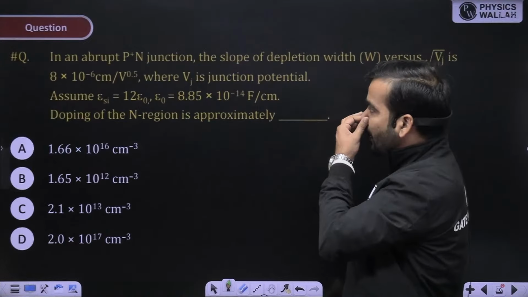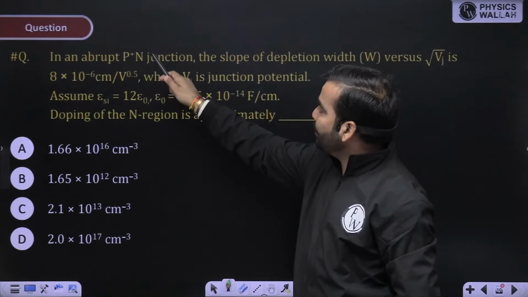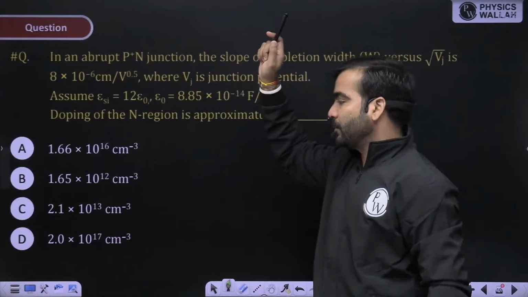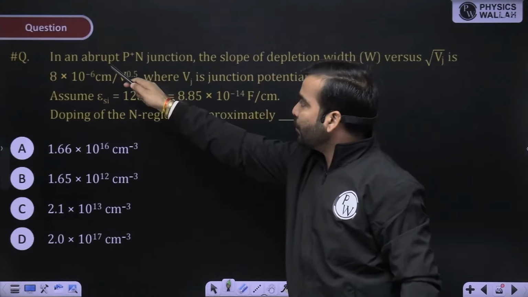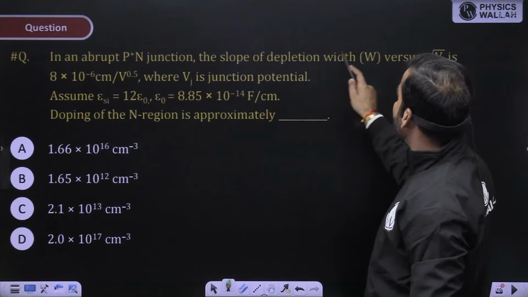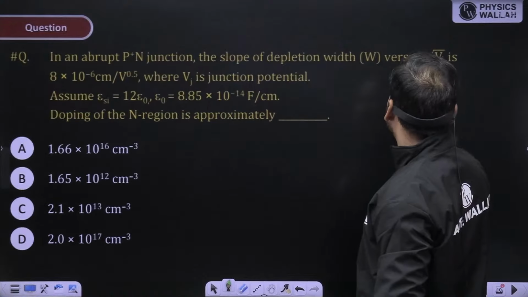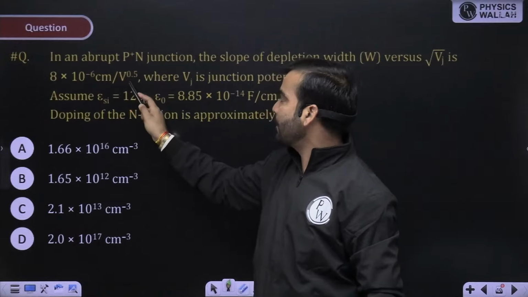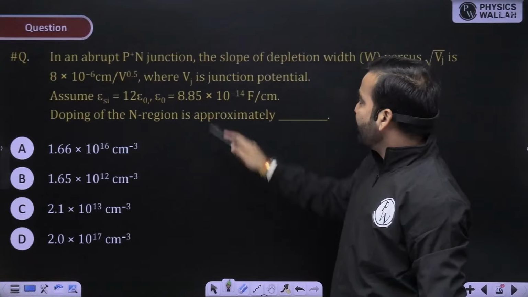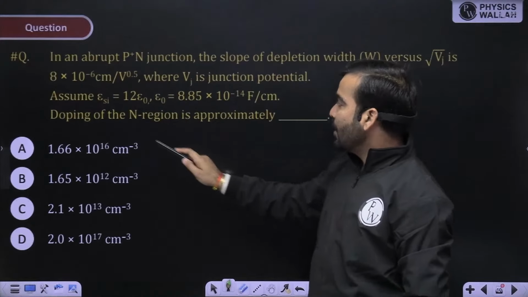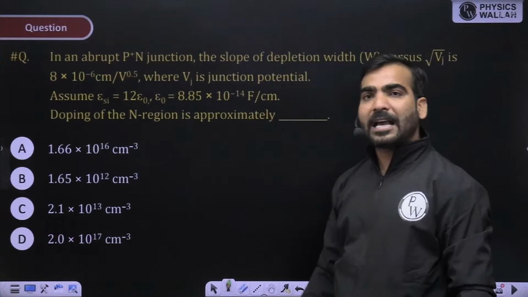Now the question is: in an abrupt P plus N junction, one side is heavily doped, the second side is lightly doped. So in an abrupt P plus N junction, the slope of the depletion width W versus under root Vj is given by 8 into 10 to power minus 6 centimeter per under root volt, where Vj is the junction potential. Assume the silicon permittivity is this much. The doping of the N region is approximately?